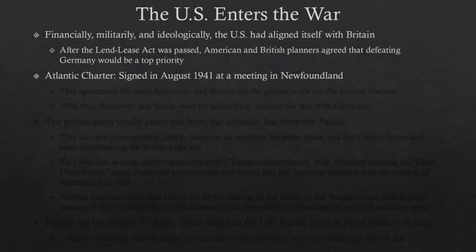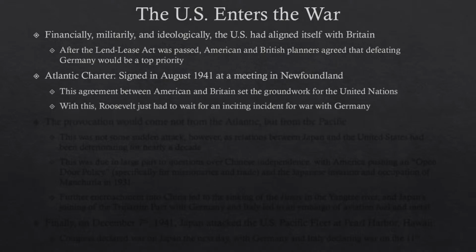So the Atlantic Charter was signed in 1941. And this set the stage for what will become the United Nations, because obviously the League of Nations had broken down, with Germany essentially controlling the entire continent of Europe. But the Atlantic Charter was, well, again, this groundwork for the United Nations.